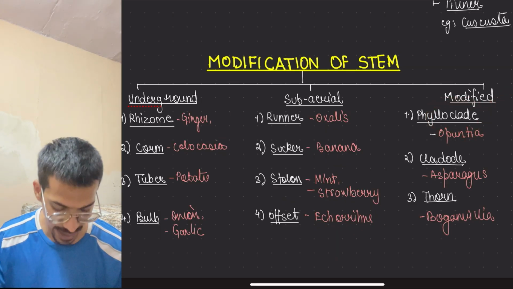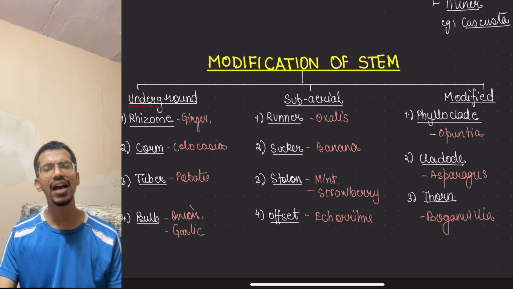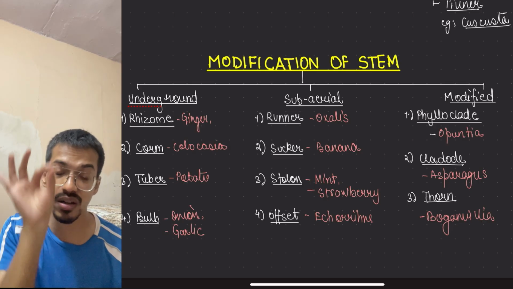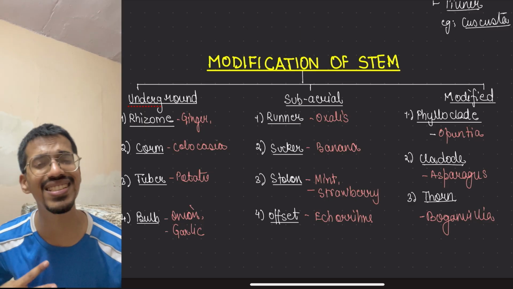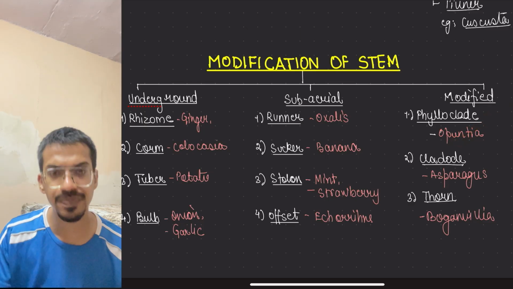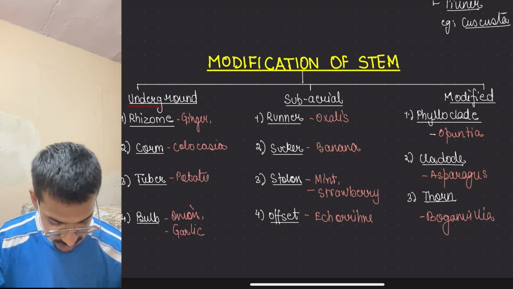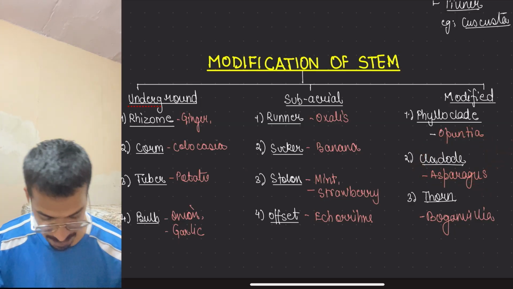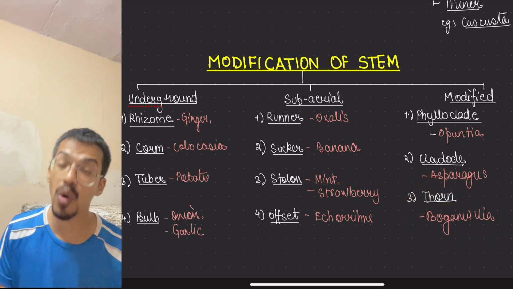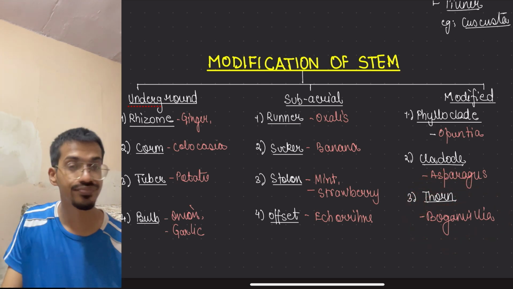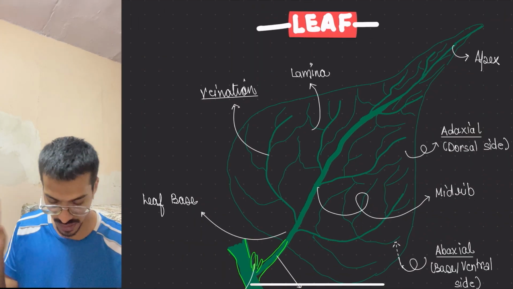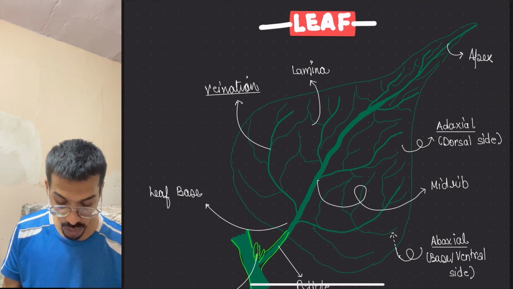Modified, like phylloclade. Phylloclade, like Opuntia. In Opuntia, the stem becomes a little flattened, so that chloroplast is also present. So I gave you that certain stems have chloroplast present, so that they can do photosynthetic activity. Okay. Then we have cladode, that is asparagus, which helps in storing substances, and thorns like bougainvillea, which help in protection. So these examples you have to remember with respect to modification of the stem. With this, the stem modification is over.